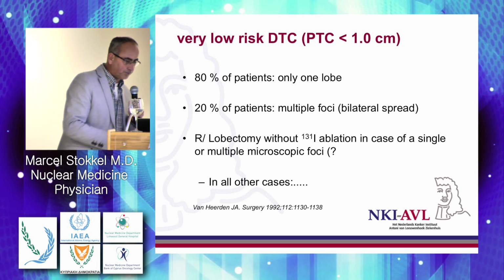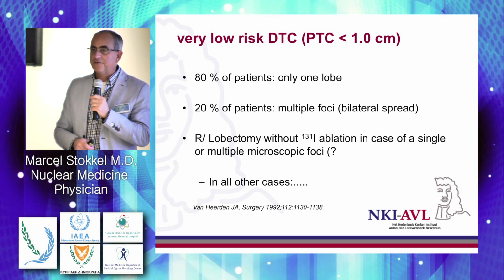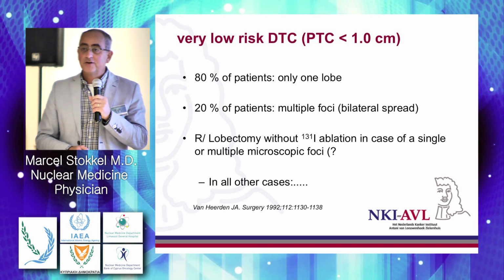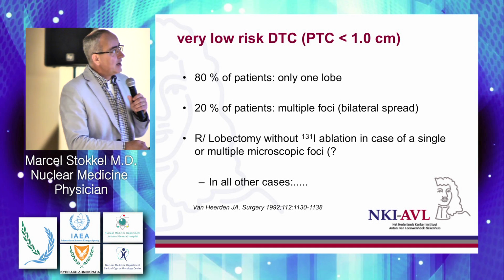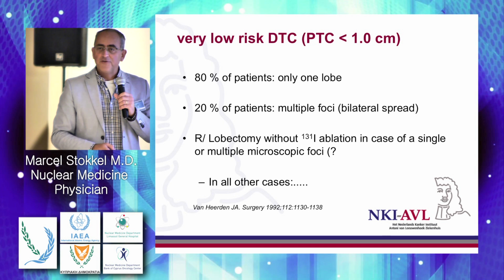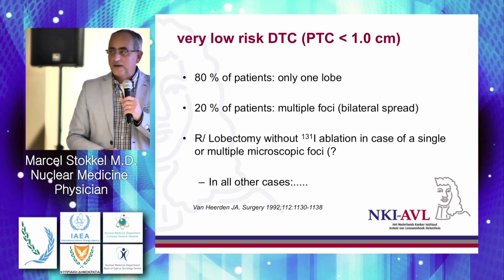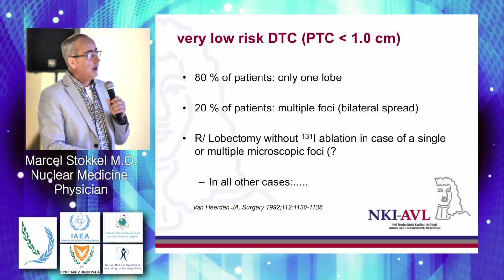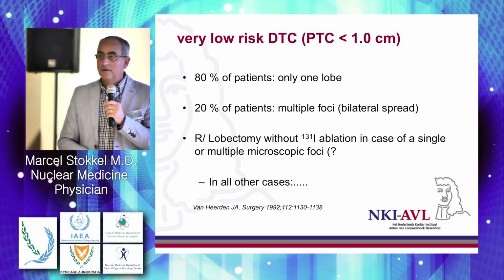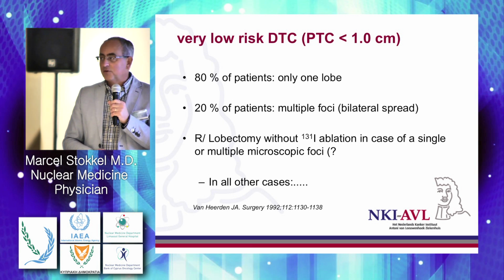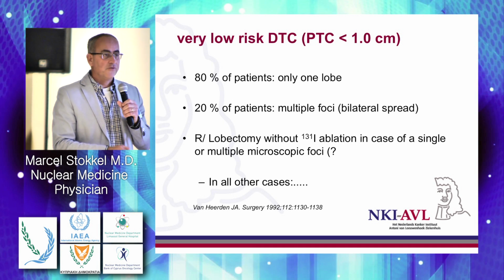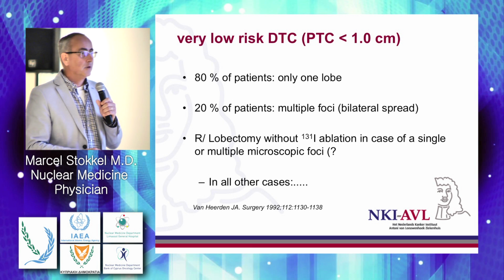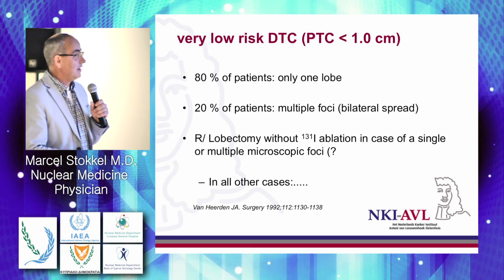But there we go. The very low risk differentiated thyroid cancer. I told you, papillary thyroid cancer with a diameter less than 1 centimeter. 80% of the patients have a tumor in one lobe, but 20 to 25% of the patients have multiple foci and also bilateral spread. So be very careful of that. So you know that after a hemithyroidectomy, there may be thyroid cancer remnants in the other lobe left.